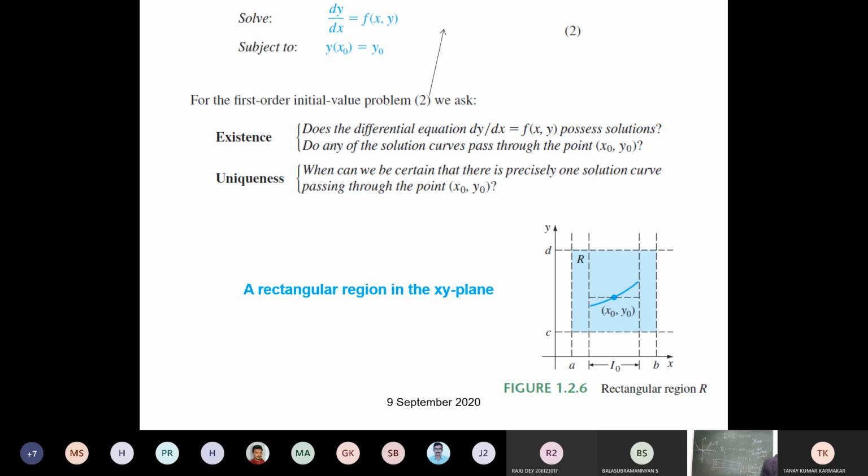Okay, so the rectangular region I have already explained. I have already explained how you come across this and where the concept of the rectangular region comes from. See, why this rectangular region again? Because you will see that in the uniqueness and existence theorem, they are going to talk about this rectangular region. So that is why this has been roped in.